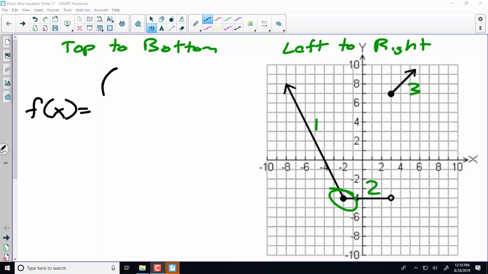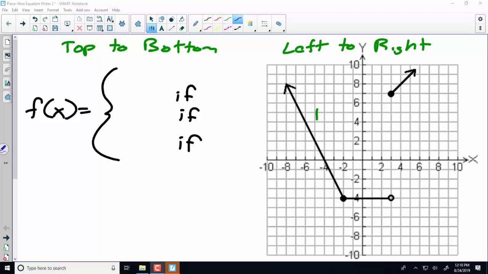Three pieces means I'll need to either write the word if or for 3 times. I don't care if you use if or for, it's completely up to you. And let's find out the linear equations for each piece of this graph. So the first piece, number 1, I need both a slope and a y-intercept.